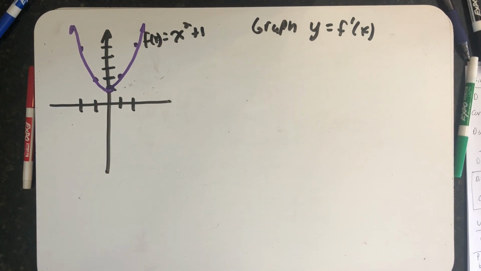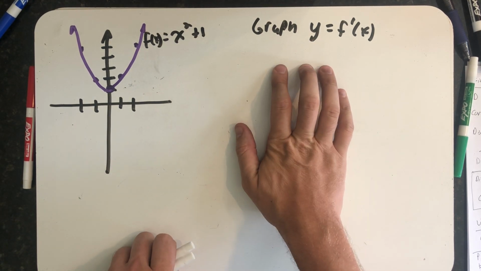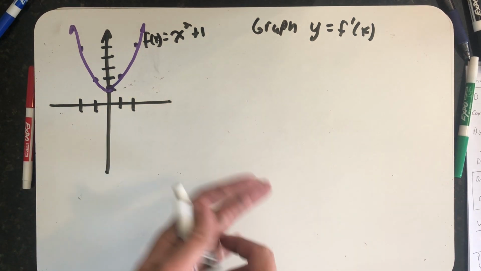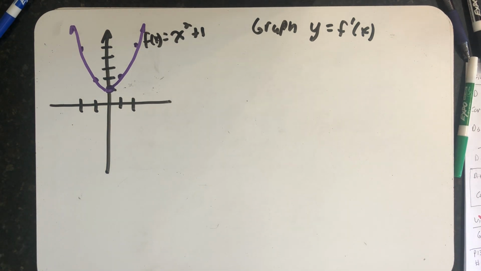In this video, we're going to consider the function f of x equals x squared plus 1, and we're asked to graph its derivative. Well, there's no reason not to. Its derivative is also a function that should have a graph. So, step 1, let's find the derivative.